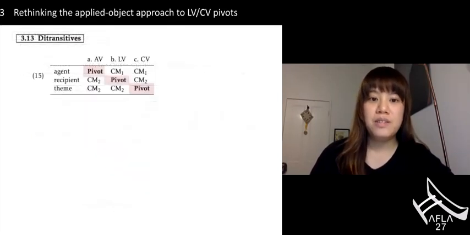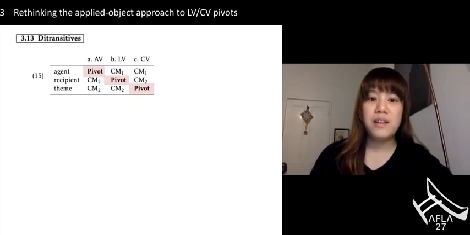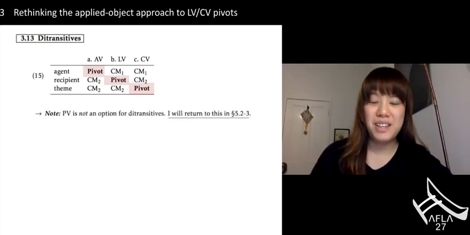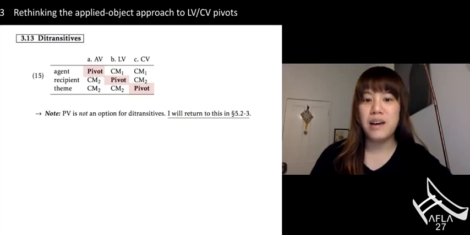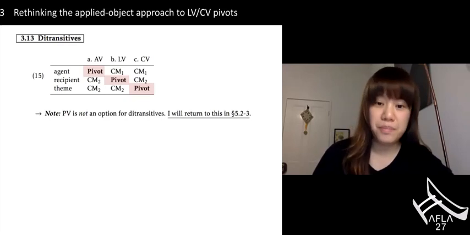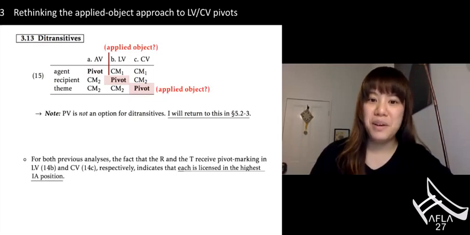Okay, so some take-home messages: we have seen evidence for the pivot probably not being a case marker, and also for CM2 as accusative case. So moving on to ditransitives, and as you can see here, similar to what we've seen in causatives, voice morphology on the verb still controls the distribution of the pivot. And importantly, it's worth pointing out that pigeon voice is not an option for Tagalog ditransitives, and we will revisit this in section 5.